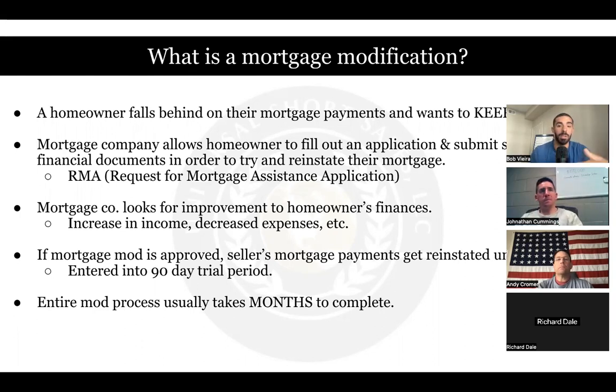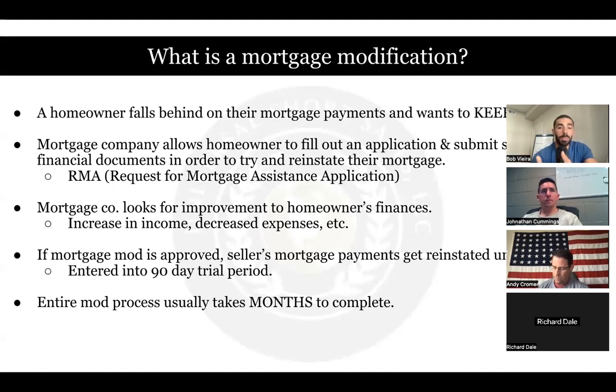Typically, in my experience, it's their primary residence, and they're emotionally attached to it. That's what I see a lot. But for whatever reason, they do not want to sell. They want to hang on and keep their property. So in a mortgage mod, the bank allows them to fill out an application. It's called a request for mortgage assistance, aka an RMA, which I'll show you guys an example of in a little bit. The homeowner fills it out. It has all of their personal information, financial information, and then the bank is going to review it and decide whether or not they're going to let them stay in their property and reinstate their mortgage.